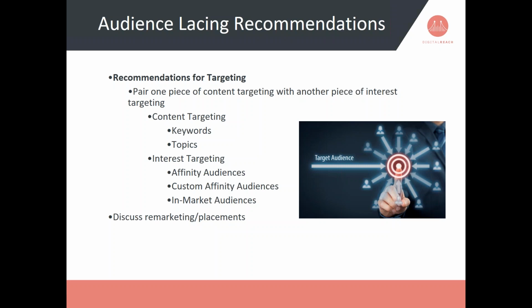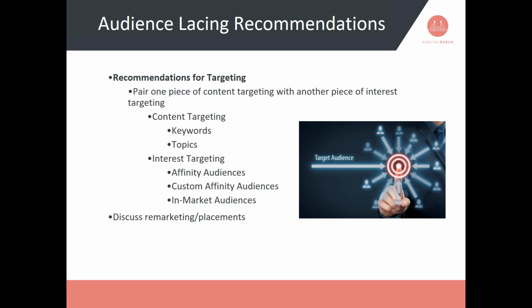I have had success mixing 2 types of content targeting and or 2 types of interest targeting, but again, my recommendation is do one of each. You can put or splice remarketing and placements into the mix. However, I recommend keeping remarketing separate because I think those lists are already narrow enough that you don't need to mix it with anything else. It's just good on its own.